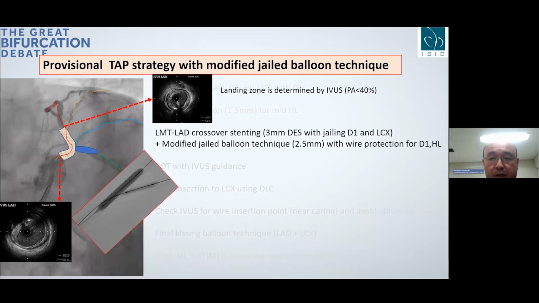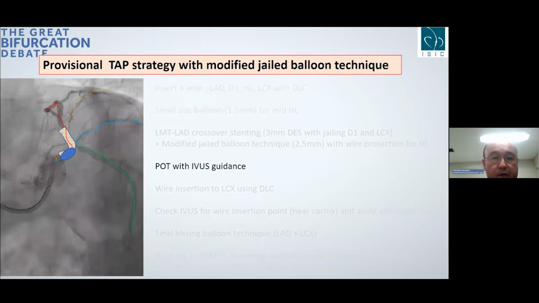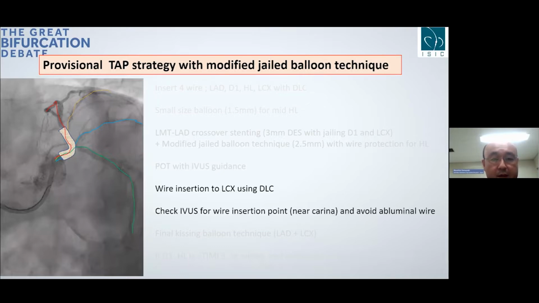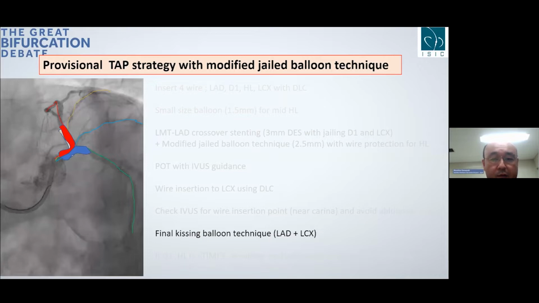In the modified jailed balloon technique, the original is a smaller size balloon, but I want to perform a little bit larger size, 2.5 millimeter, with protection for the diagonal artery and lateral. And the stent size is according to the IVUS guidance, so 4.5 or 4.8. Next, I use the W catheter on the wire inserted to the circumflex as a near carina, avoid abluminal wiring, and check the IVUS on the appropriate wire insertion point. And after that, we want to perform the final kissing balloon technique to the LAD and circumflex.